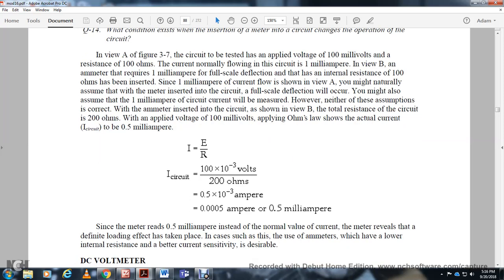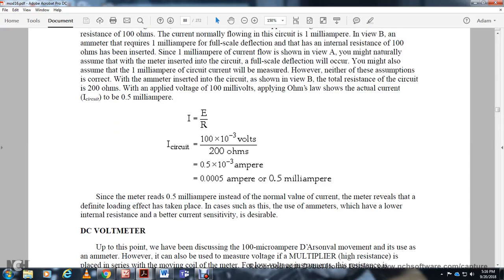So the meter reading is 0.5 milliamperes instead of the normal value. The meter's loading effect is significant in this case, such as the issue for the ammeter, which has a lower internal resistance. The lower the internal resistance, the better the current sensitivity desired.